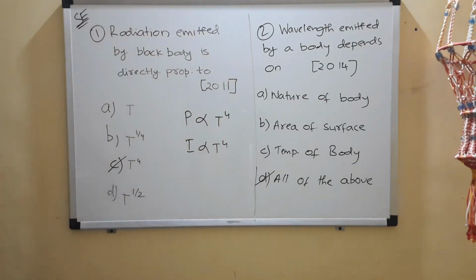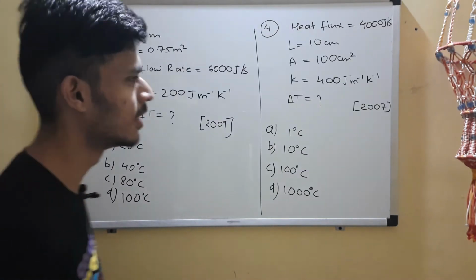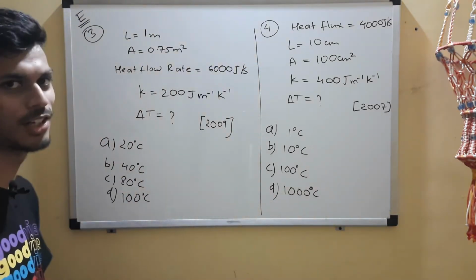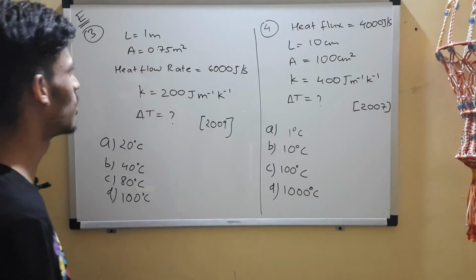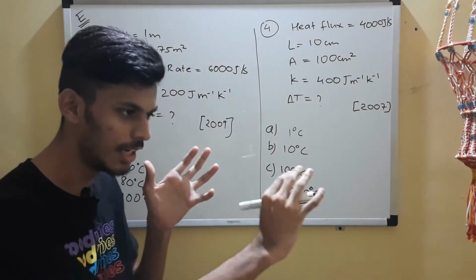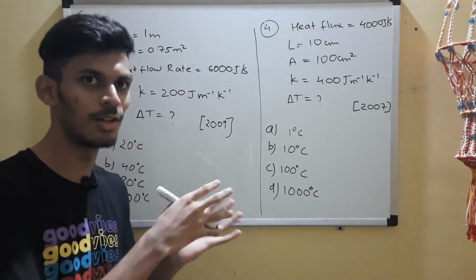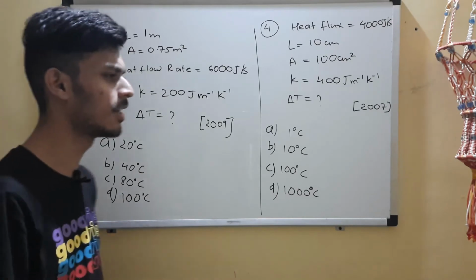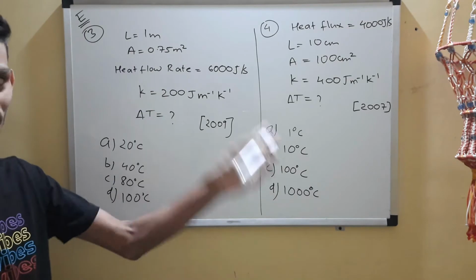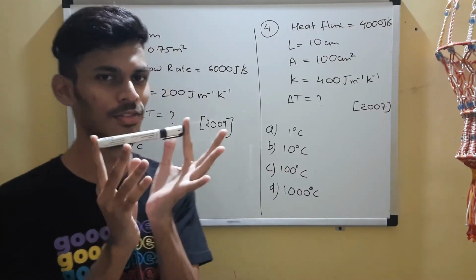Over to the next set of questions. Questions 3 and 4 are now from the easy or formula based category. In question 3, you have a rod of 1 meter. Its area of cross section is given, the rate of flow of heat through the rod is given, and the thermal conductivity of the material of the rod is also given. You are supposed to find the temperature change across the two ends of the rod. There is some temperature change, that's why the heat is flowing.